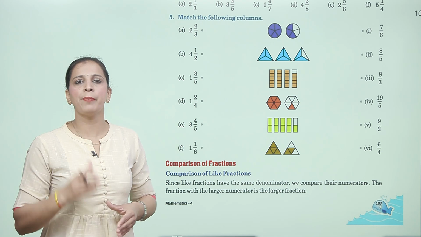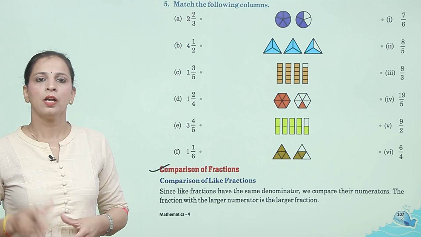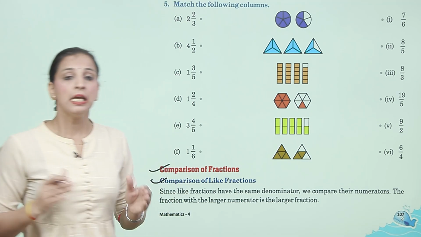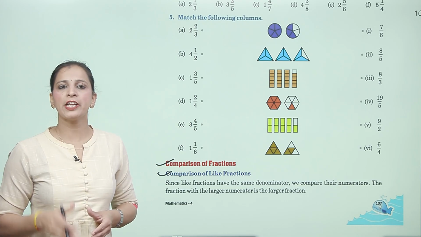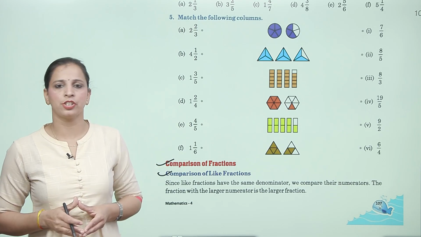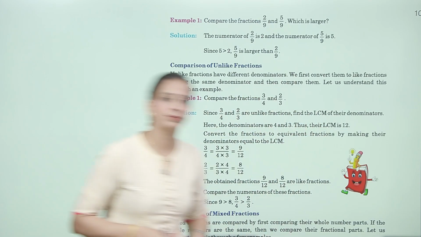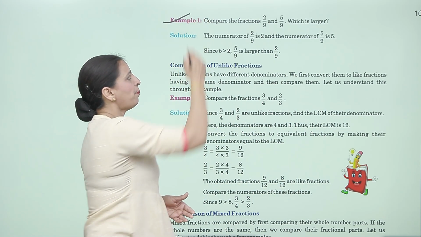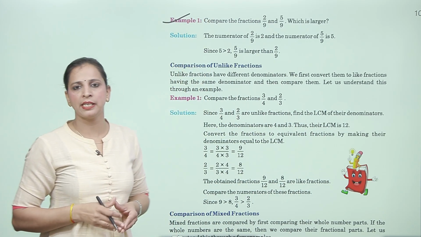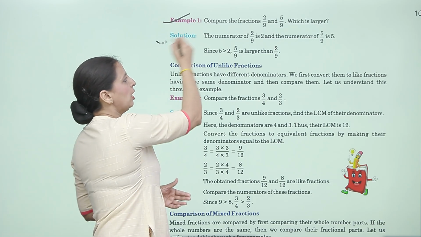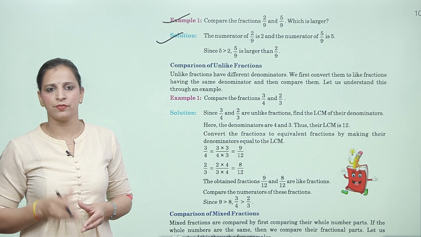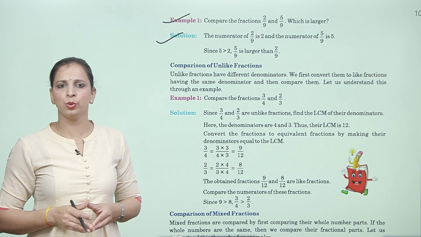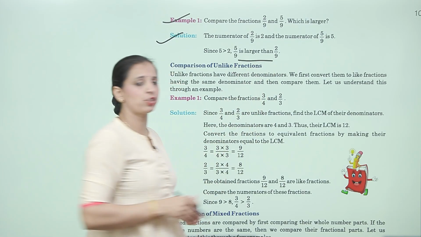Now next is comparison of fractions. Comparison of like fractions. Since like fractions have the same denominator, we compare the numerator. The fraction with the larger numerator is the larger fraction. Now example 1. Compare the fractions 2 by 9 and 5 by 9. Which is larger? Solution. The numerator of 2 by 9 is 2 and the numerator of 5 by 9 is 5. Since 5 is greater than 2, so 5 by 9 is larger than 2 by 9.